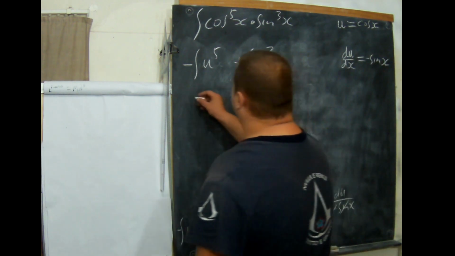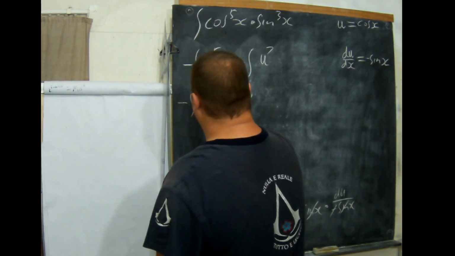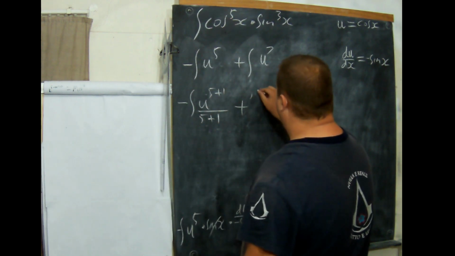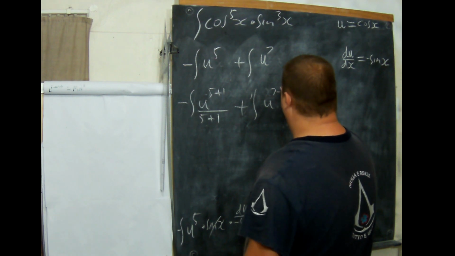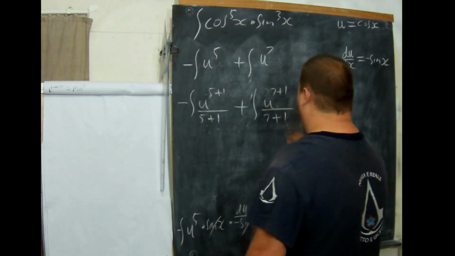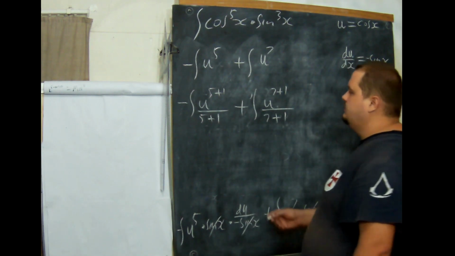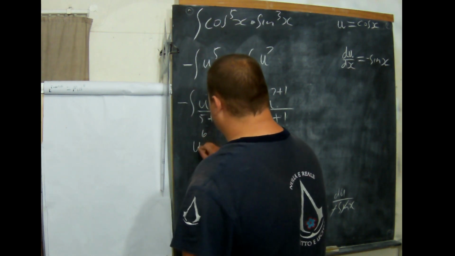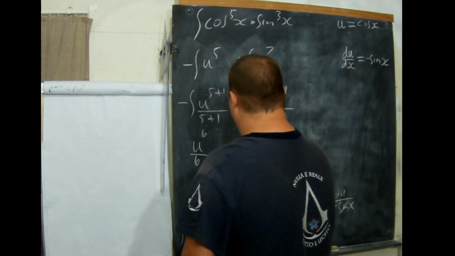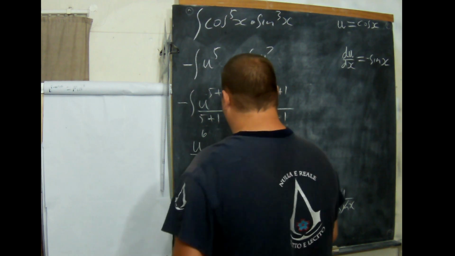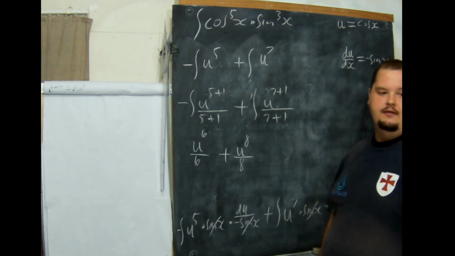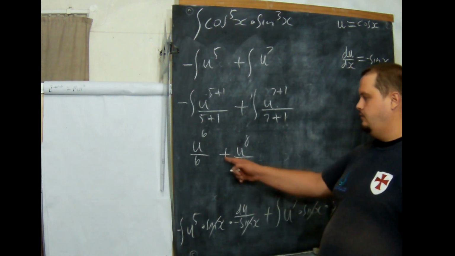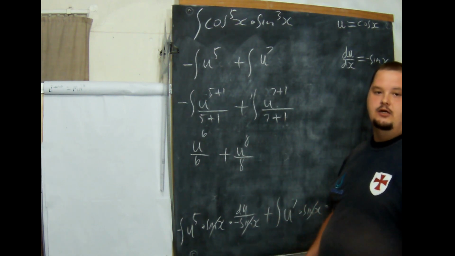So now what we're going to do is say minus the integral u to the fifth plus 1 over 5 plus 1 plus the integral of u to the 7 plus 1 over 7 plus 1. Alright, so what we need to do now is this is u to the 6th over 6 plus u to the 8 over 8. Now we cannot add these. They stay separate. The reason they stay separate is because they have different exponents and it's not multiplied. You have to add like terms.